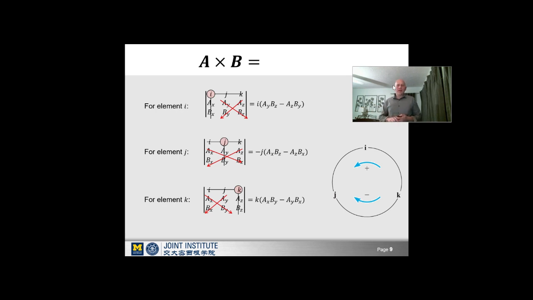For the element K, we do the same thing. You see I circle K in red there. Now the first row and the last column are out from the equation, so I have the K term, then I have AX times BY minus AY times BX. So this is how we go through the multiplication of the terms to get the cross product.